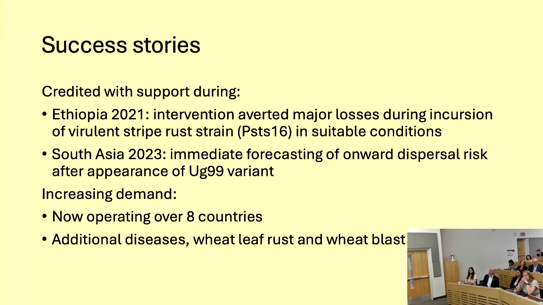So there's been growing demand, and the feedback has gone really well, and it's now operating in 8 countries, and it's now adaptable and flexible to expand and change to other geographies as needed too. And we've brought on extra diseases, so wheat leaf rust wasn't there 7 years ago, but it came in pretty easily. And wheat blast, there's been a separate forecasting project there for Bangladesh, but it's coming in as part of this project as well.